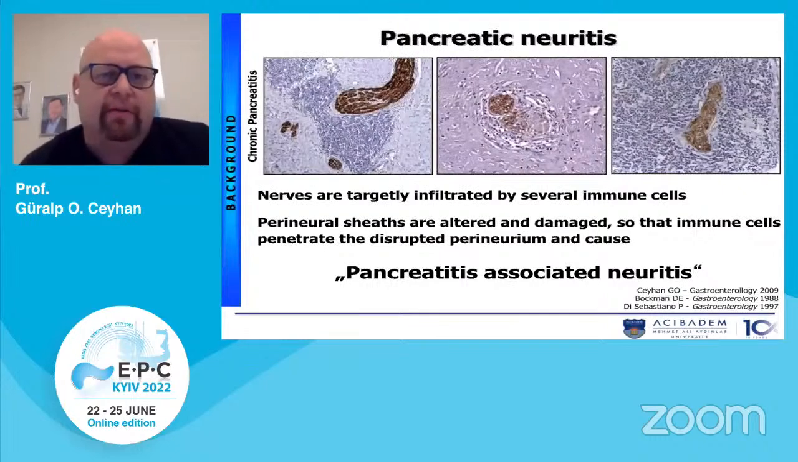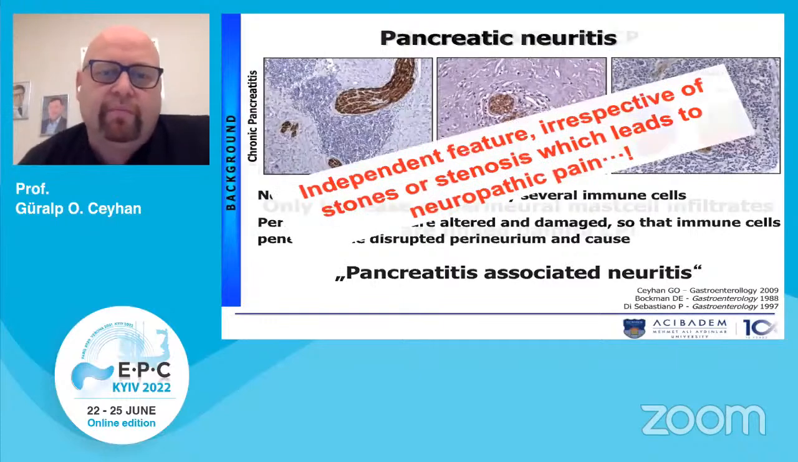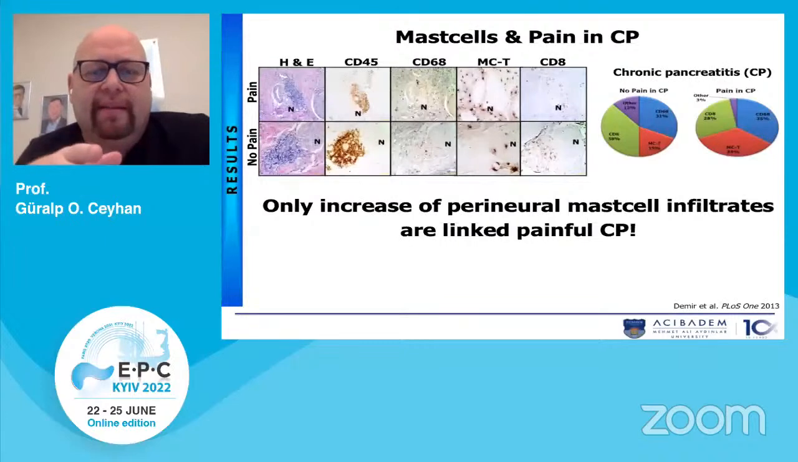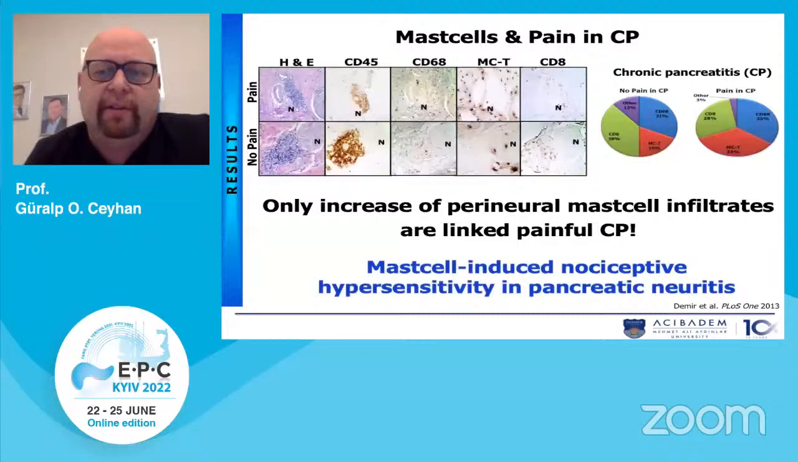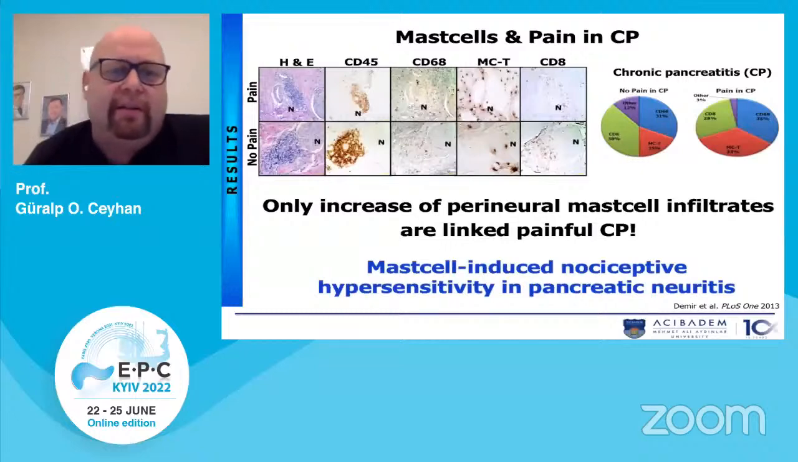Another part of neuroplasticity in chronic pancreatitis is a targeted immune cell infiltration of these enlarged nerves, which we call pancreatic associated neuritis. Both together are clearly associated with pancreatic neuropathic pain sensation in our patients. When you look closely at these patients with immune cell infiltrates and look at whether they have no pain or pain, we can see that a particular immune cell type is upregulated in these patients, and these are the mast cells, which induce nociceptive hypersensitivity in pancreatic neuritis.